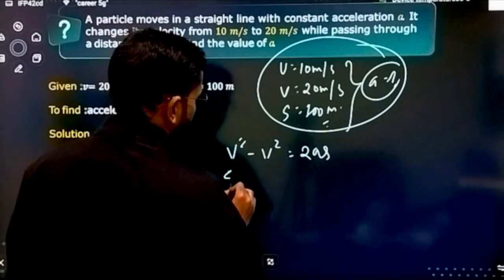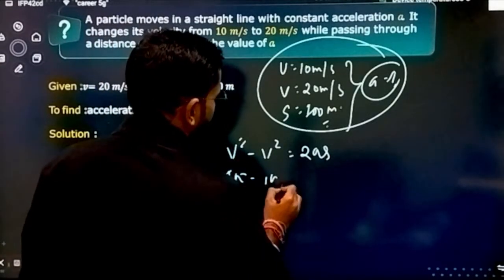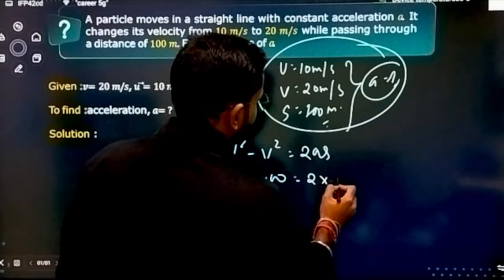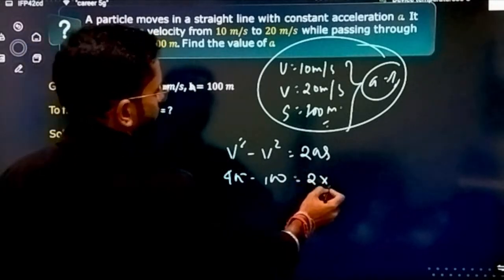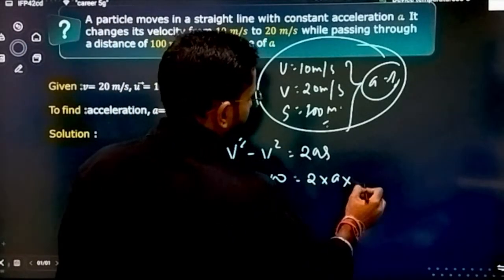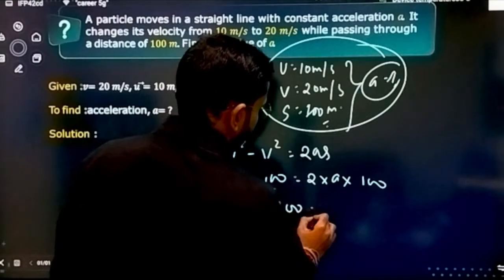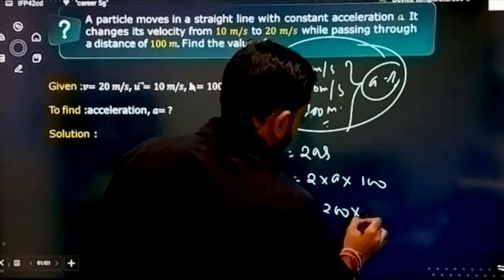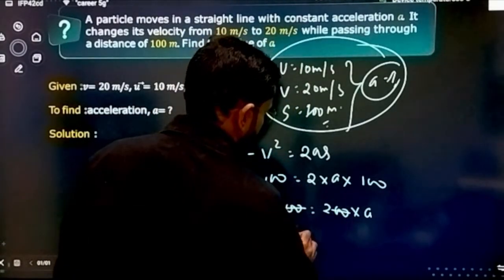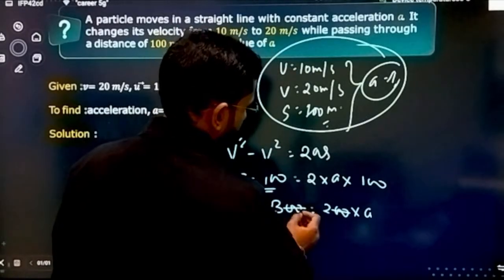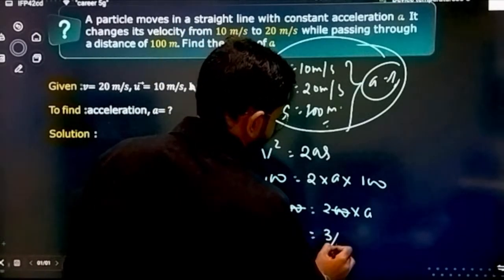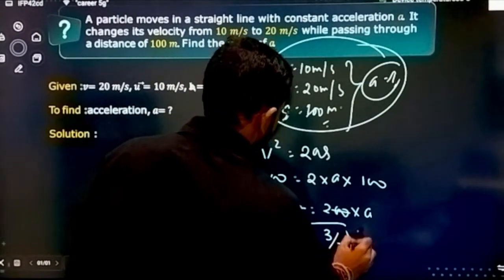V square, that means 400, minus U square, that is 100, is equal to 2 times the acceleration that you have to calculate, and the position, that is equal to 100. Here how much will it become? It will become 300 is equal to 200 into acceleration. Cancel. Acceleration will be equal to, I guess, 3 by 2 meter per second.